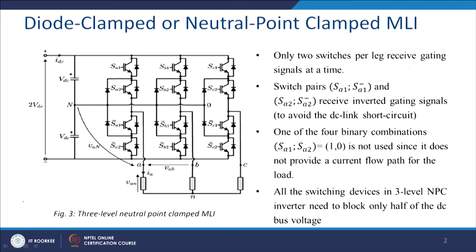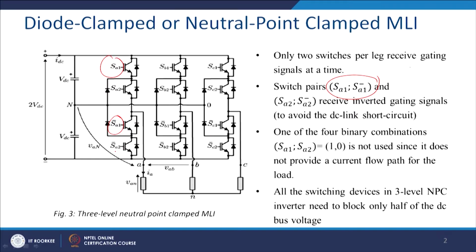For this purpose we require a little recap, so I decided to again speak about the diode-clamped inverter. As you know, it is a 3-level inverter, realized by 4 switches, with switch pairs SA1 and SA1 minus, and SA2 and SA2 minus, receiving inverted gate signals. So this switch and this switch have inverted logic, and A2 and A2 prime will also have inverted logic.